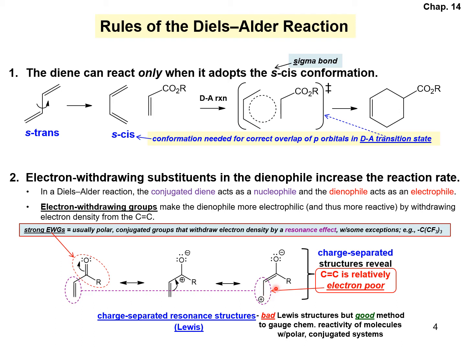in these two carbons. So by drawing these charge-separated resonance structures, you reveal that this carbon-carbon double bond is electron poor because of the electronegative nature of this carbonyl, which is pulling electron density out of the ring. And this is just a way to manifest it, to show it on paper, how this is occurring. This, no doubt, is the best Lewis structure for this molecule, but remember that these are bad Lewis structures, and this is just a gimmick or technique in order to gauge the reactivity of polar conjugated systems.